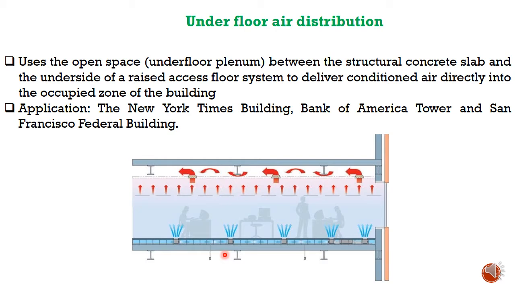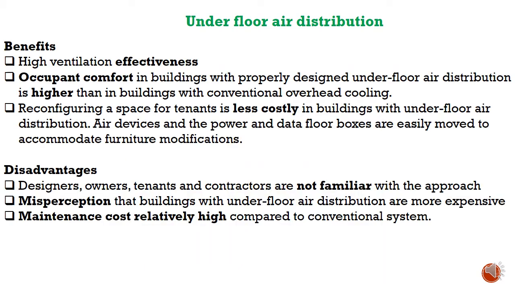There are several examples where this system is already installed. For example, the New York Times Building, Bank of America Tower, and San Francisco Federal Building. And as for Malaysia, Suruhanjaya Tenaga also uses the underfloor air distribution system in their Diamond Building in Putrajaya. Okay, and the benefits of this system: we will have high ventilation effectiveness because the air comes directly from the floor near to the occupants, and with properly designed underfloor air distribution, the occupants' comfort will be higher compared to conventional overhead cooling.